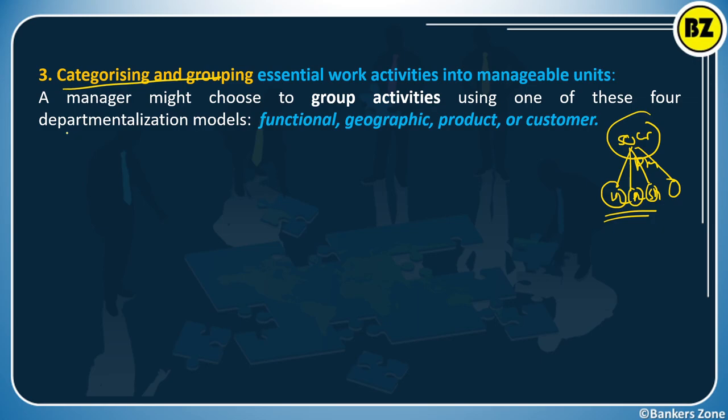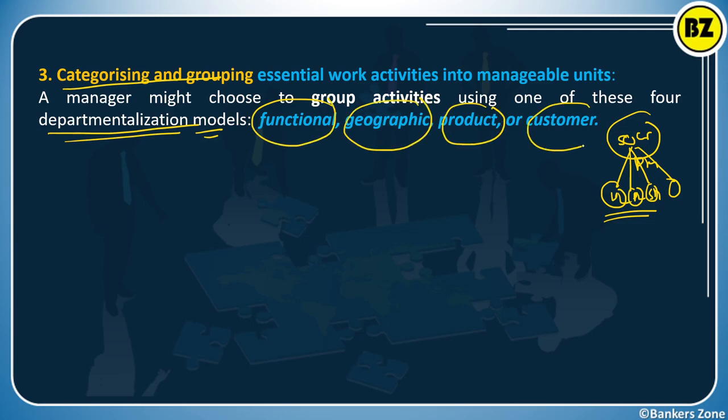Now we have the departmentalization model. What is that? Functional model, geographic model, product based model, and customer based model. Functional means what? Basically, this is not specific to banking; it is applicable to any company. How can you organize the company by function? What is your functional line?